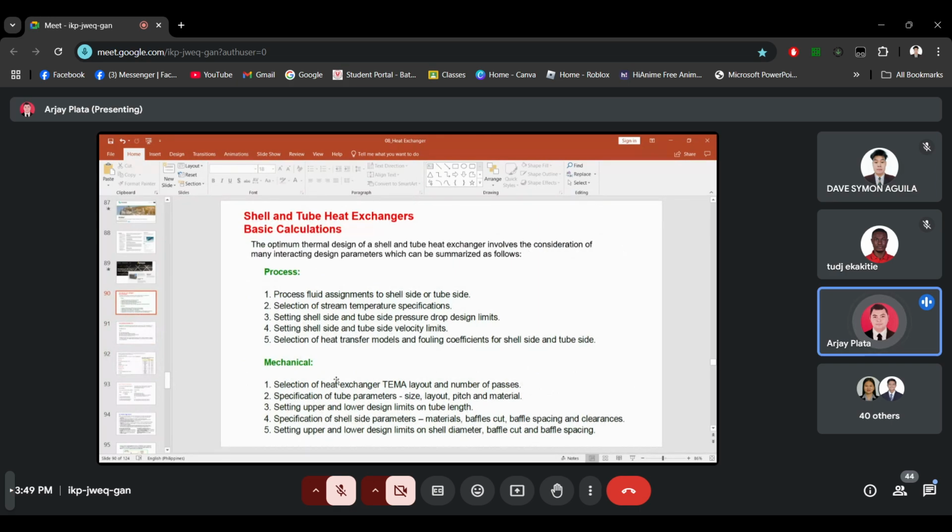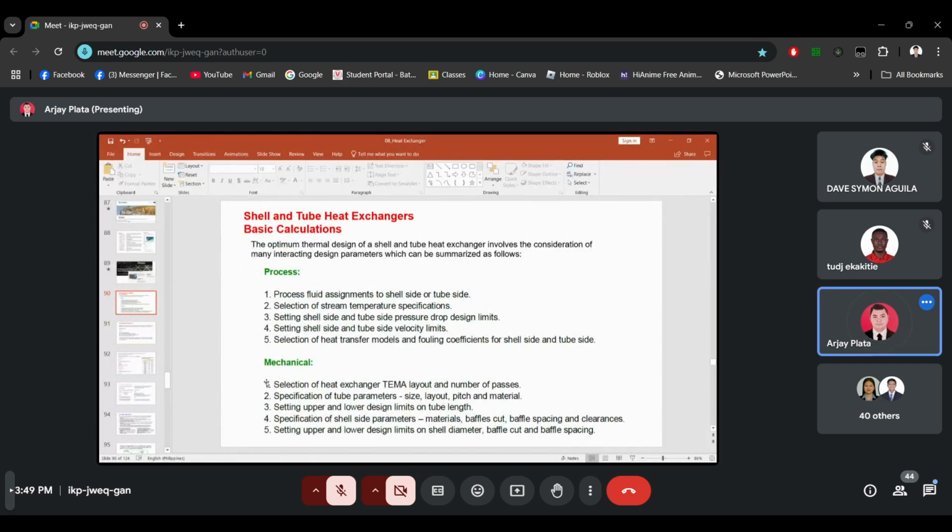Okay. So we have shell and tube heat exchanger basic calculations. The optimum thermal design of a shell and tube heat exchanger involves consideration of many interacting design parameters, which can be summarized as follows. So process, mechanical.